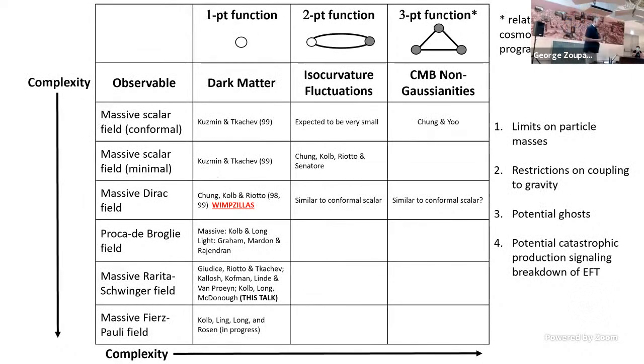So my research program in recent years has consisted of trying to fill in this diagram, calculating the one-point function, two-point function, and three-point functions of various spin fields: scalars, conformal or minimal, Dirac fermions, spin equal to one, the Proca action, and massive Rarita-Schwinger fields for spin three halves, and eventually massive spin two particles for spin two. So today I will talk about this result, looking at massive spin three halves, Rarita-Schwinger fields, and understanding its particle creation.